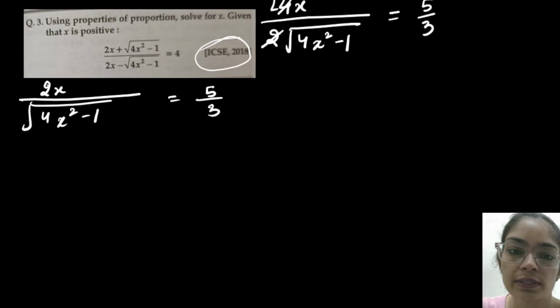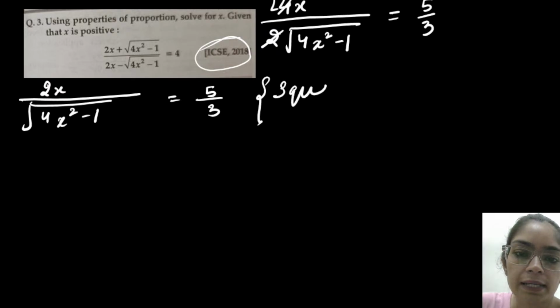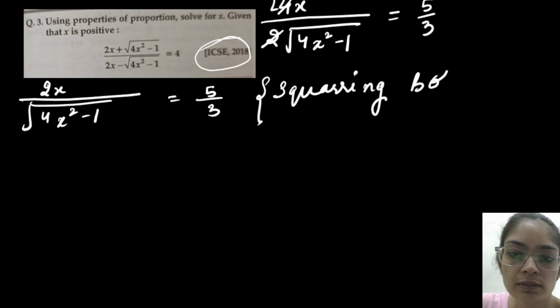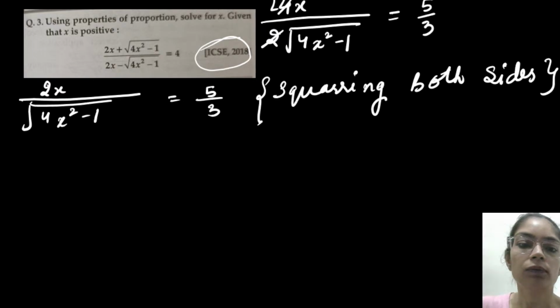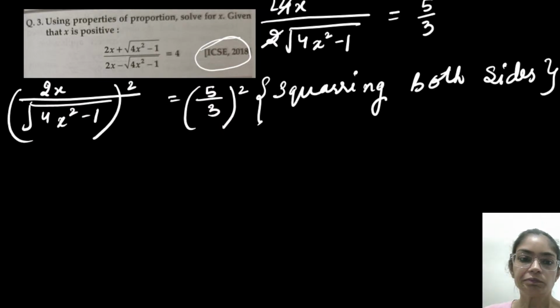So whenever a square root is there, to finish that square root, what do we have to do? We have to do squaring both sides. This is a compulsory step. We always have to do it whenever a square root is there. So what is the meaning of squaring both sides? It means here also I have to do whole square, and here also I have to do whole square.